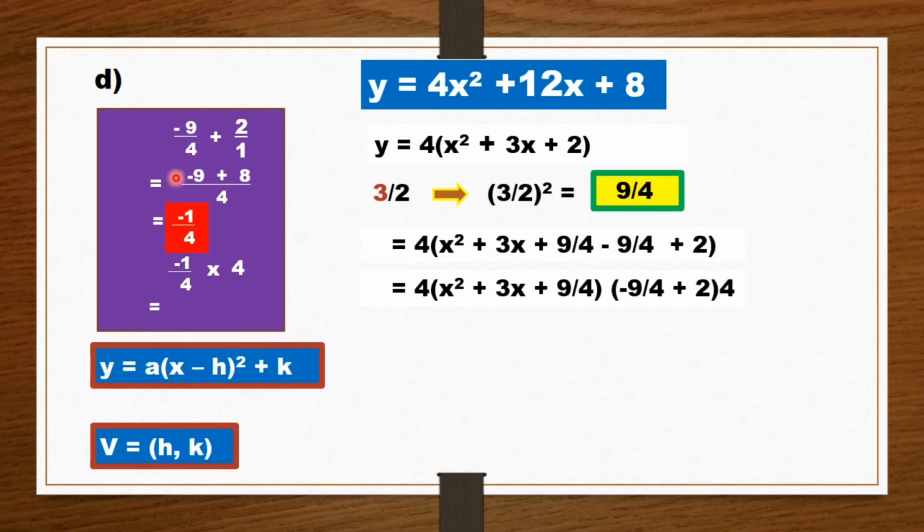We can now add the numerator. Negative 9 plus 8 is equal to negative 1. Copy the denominator of 4. So the answer is negative 1/4. And then negative 1/4 times 4. These are cancelled and the result is negative 1.